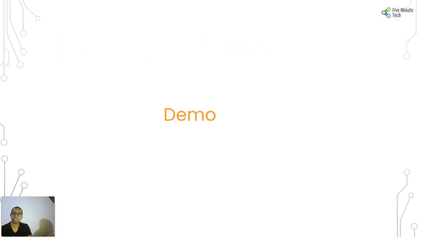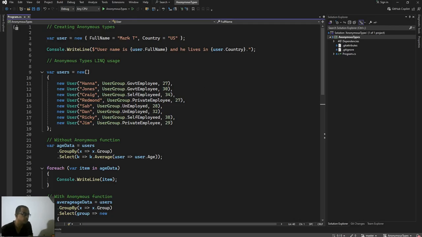Now let's get into a demo and learn more in detail about each of the things which we just learned. So here, as you see, I have created a simple anonymous type with the new keyword. It has full name and country, and we'll see how it displays. So it does not have any strongly typed class, but one will be generated at compile time.